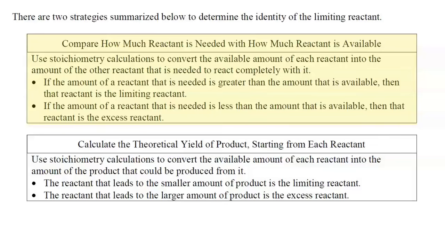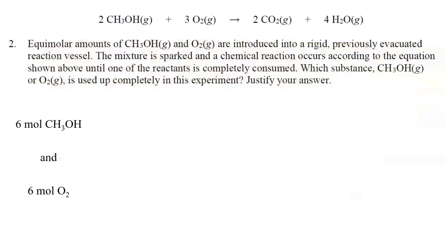So the other strategy that you can use to determine the identity of the limiting reactant is to calculate the theoretical yield of product starting from each reactant. Let's take a look. We'll go back to our example here with 6 moles of each reactant, methanol and O2, and we'll convert each of these quantities into product.